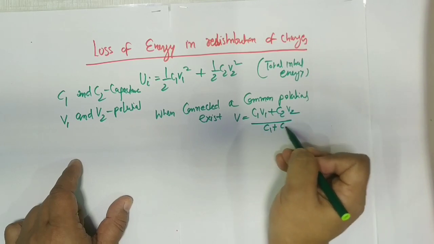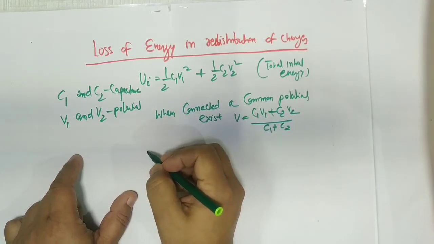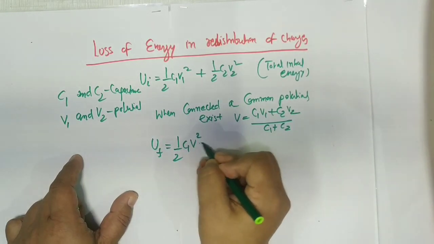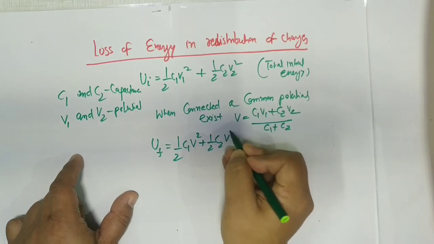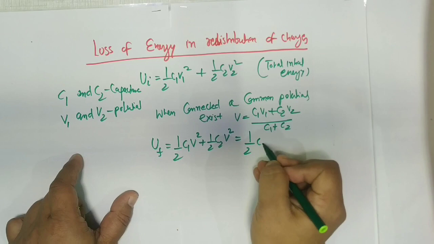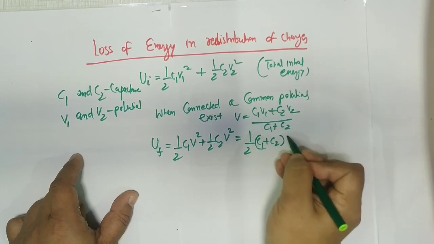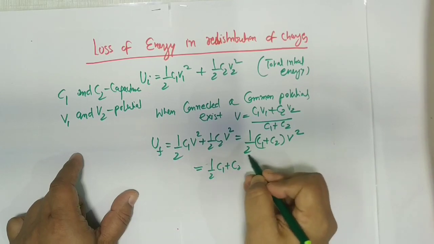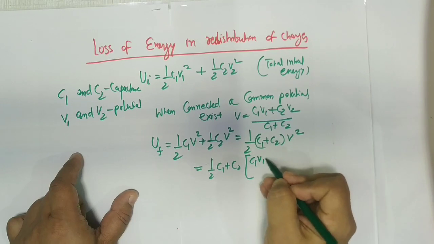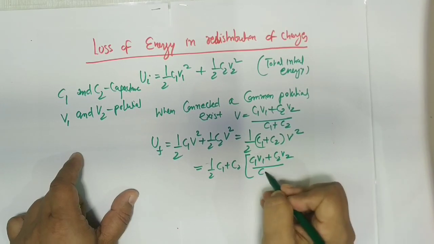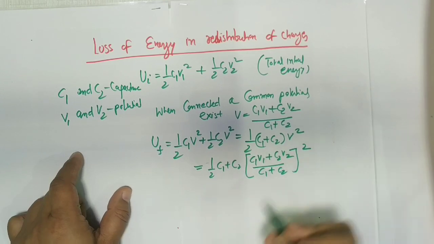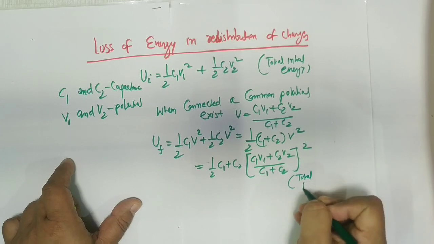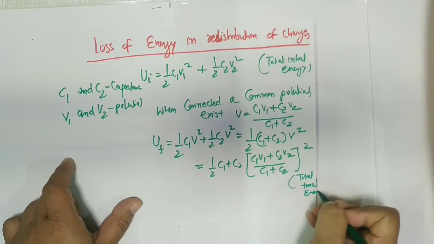C1 plus C2. So what will be the final energy? U final will be half C1 V square plus half C2 V square. Can I write it like half (C1 plus C2) V square? So this is half (C1 plus C2), and in place of V I can write (C1 V1 plus C2 V2) upon (C1 plus C2), whole square. So this is the final energy. This is the total final energy. Are you getting it? How you got it?